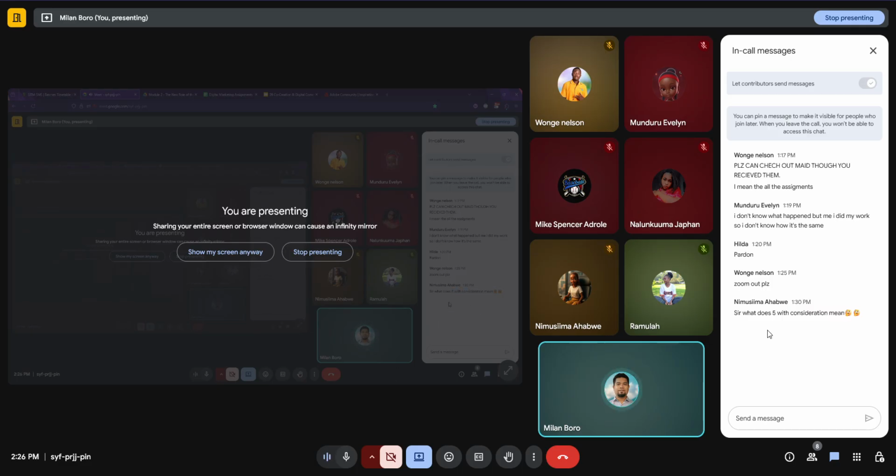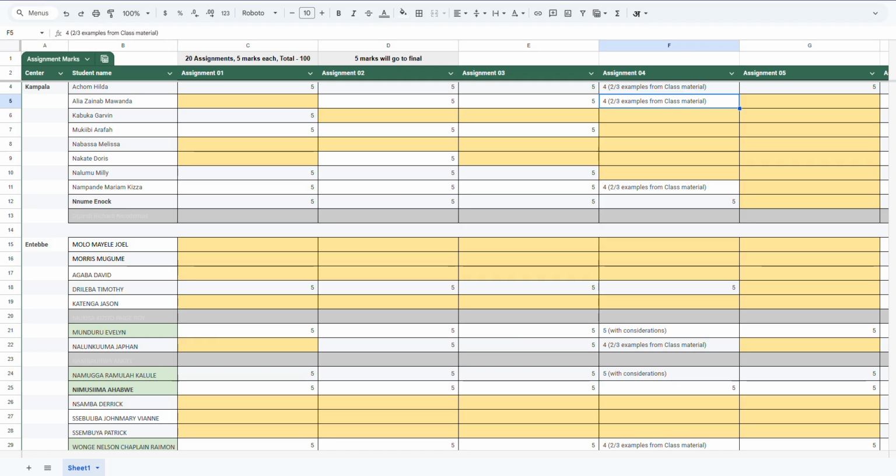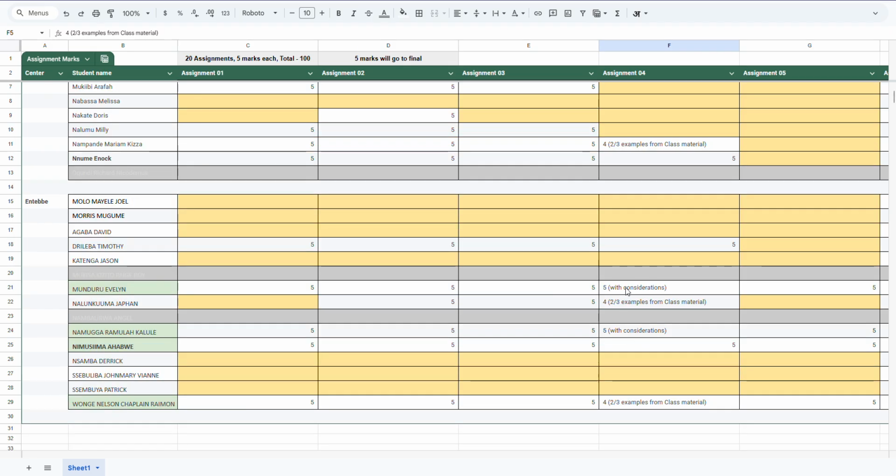Okay, five with consideration. That was from the mark sheet. So this is with considerations because I am not discriminating or mentioning it in the class maybe.